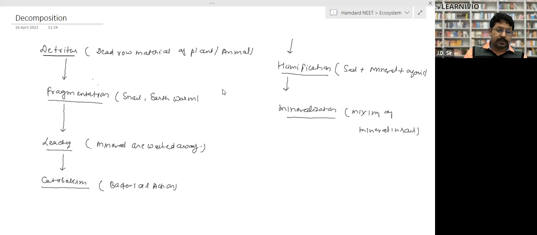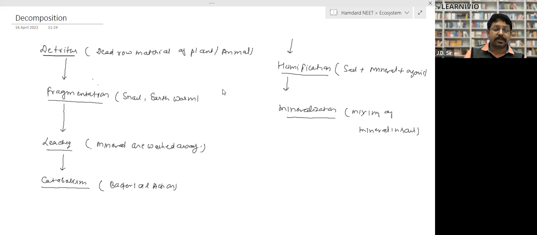So what I said, after the decomposition, three things are left. Soil is already there. Some minerals left behind from the leaching are there, and then organic material which has been broken down by the bacteria. These three things get mixed and they make a brown color material. We call it humus, right? And the process of formation of humus is called humification. So after the catabolism, humification takes place.